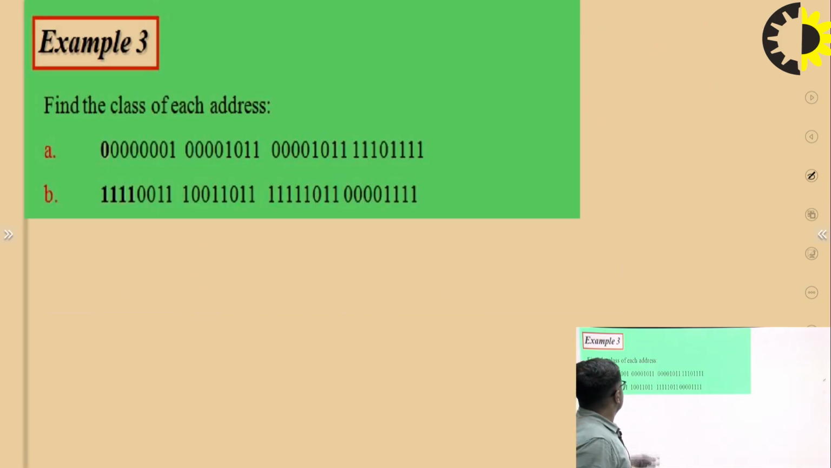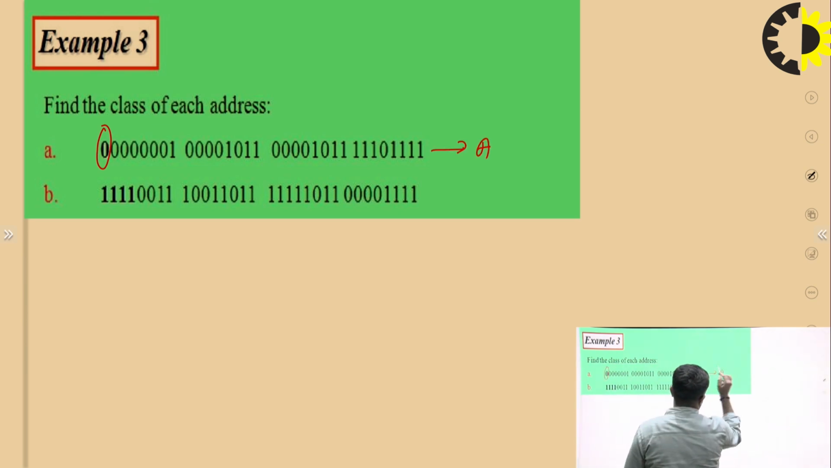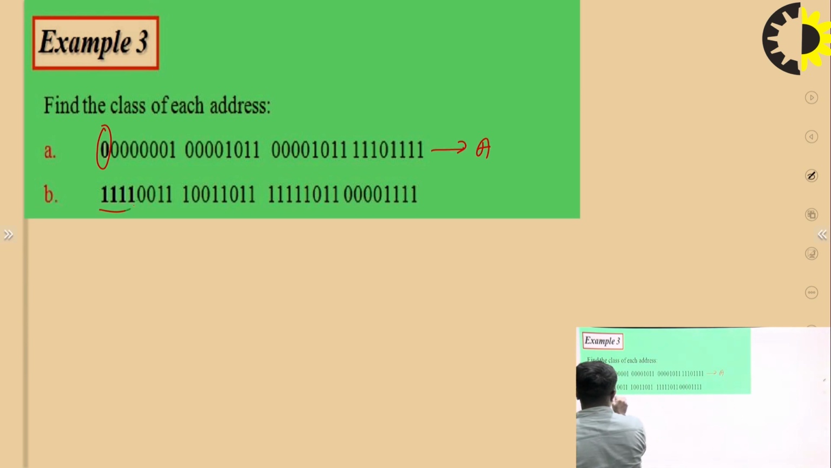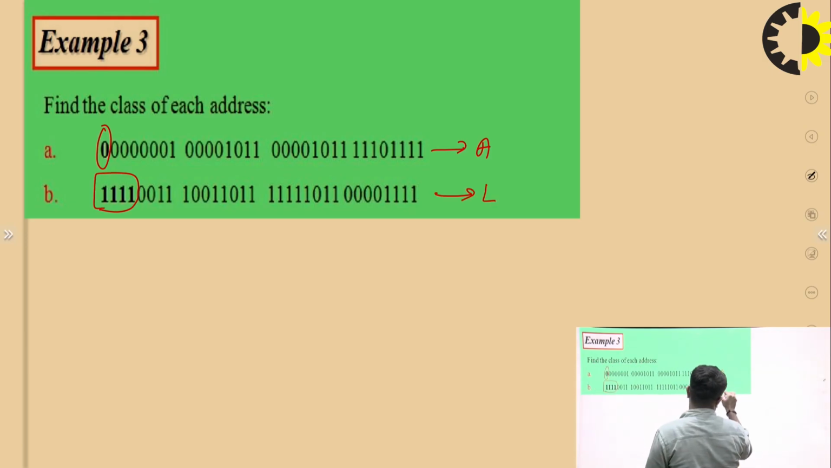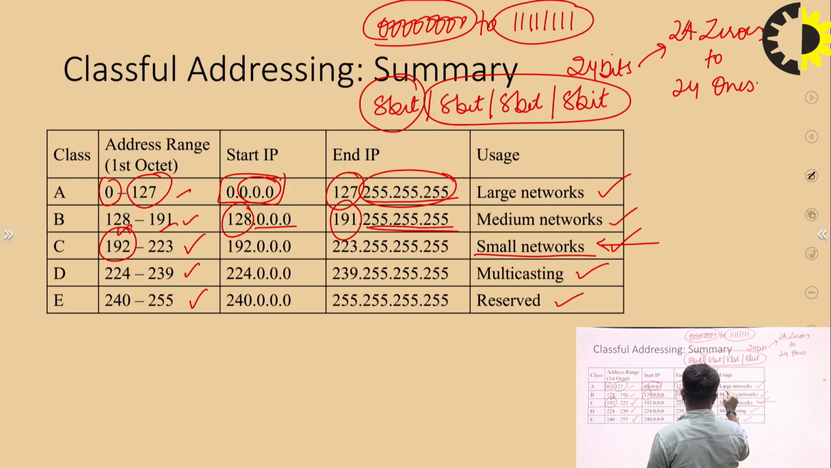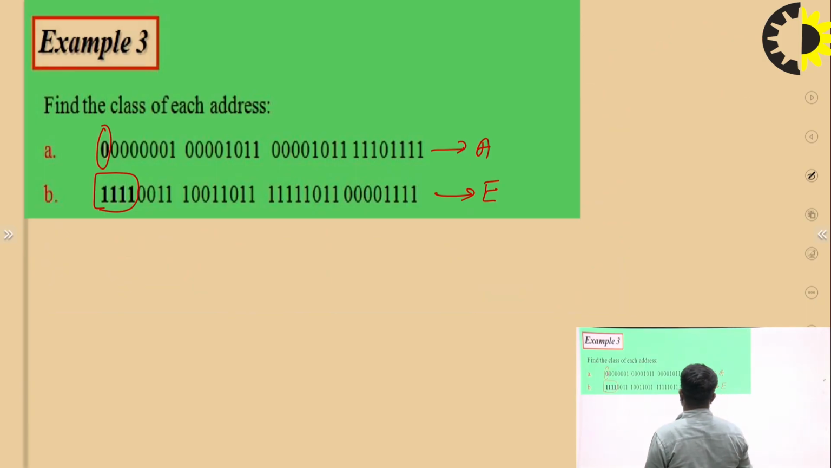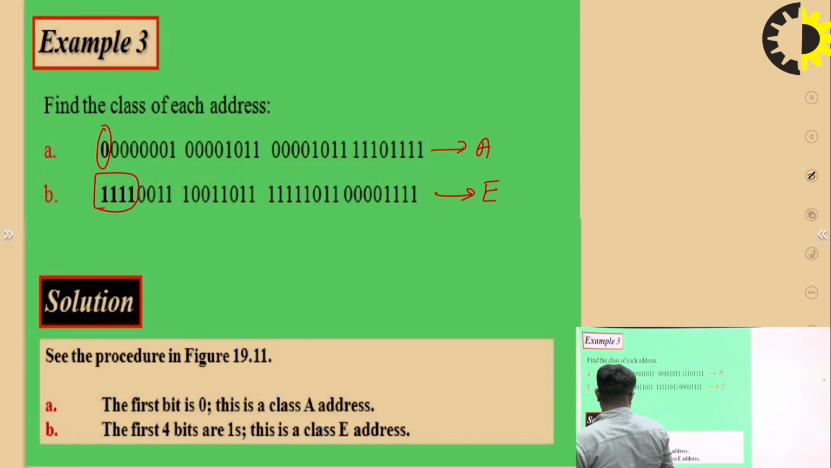So we can find the class of each address by simply looking at this 0. We can say that it is class A, and this is 1111. So this must be class E, the last one, A, B, C, D and E. This is class E. So class A and class E. Okay.